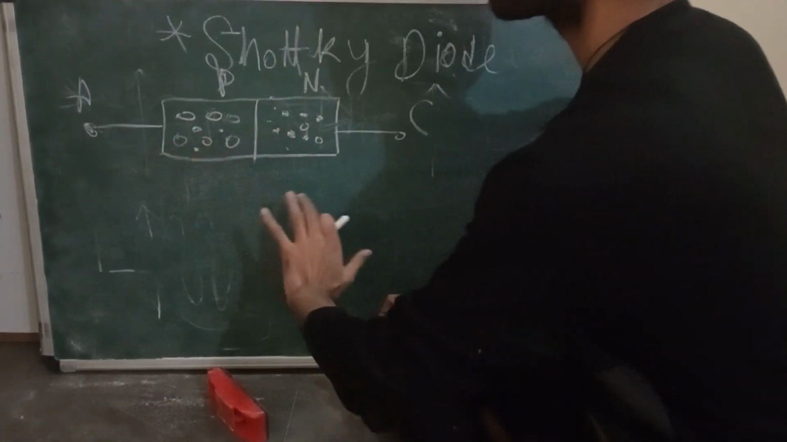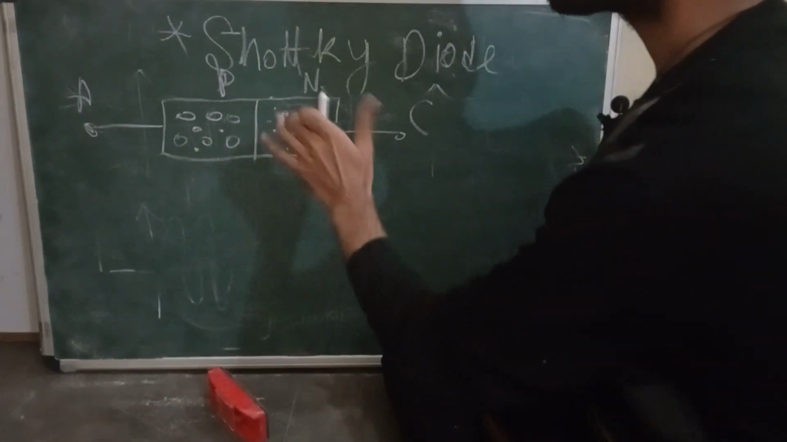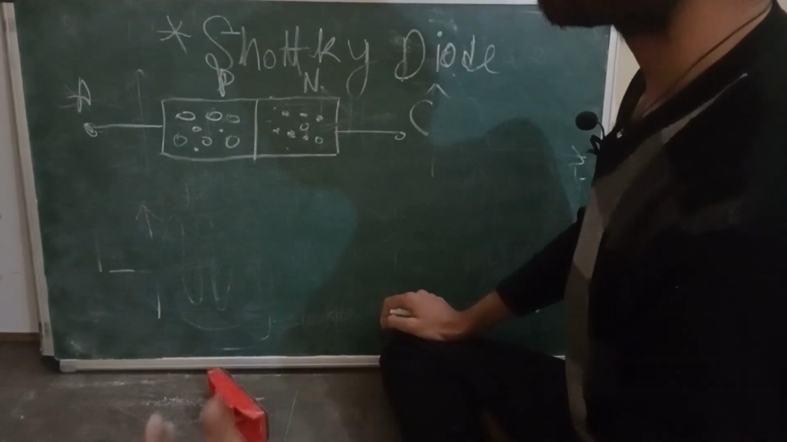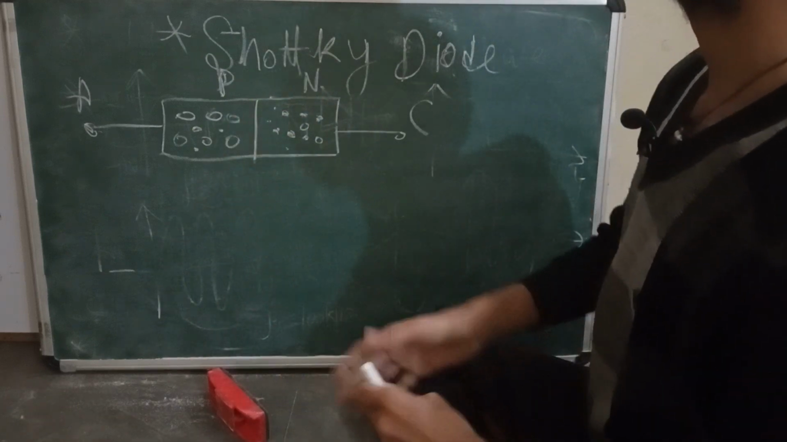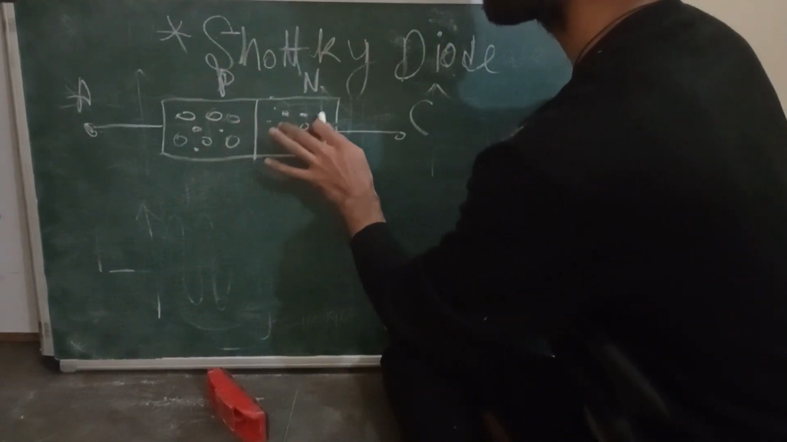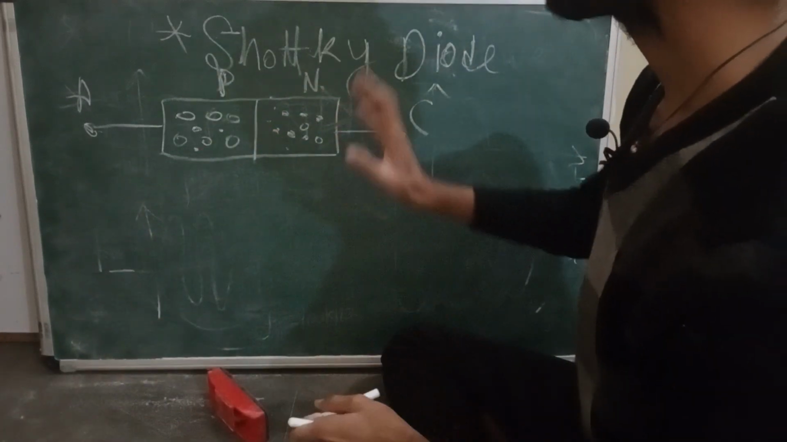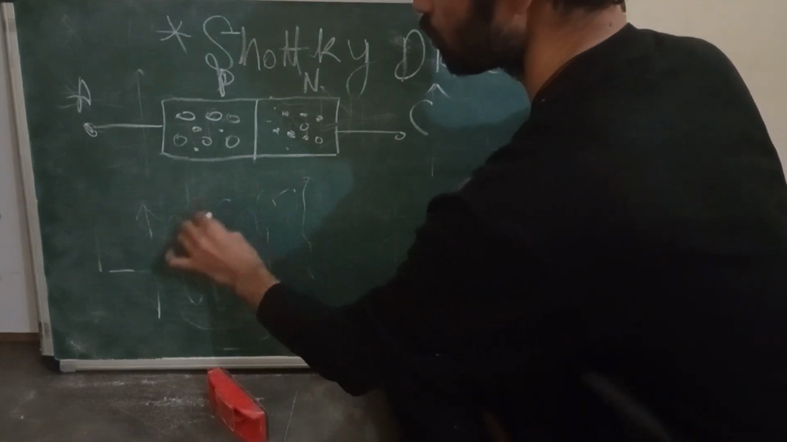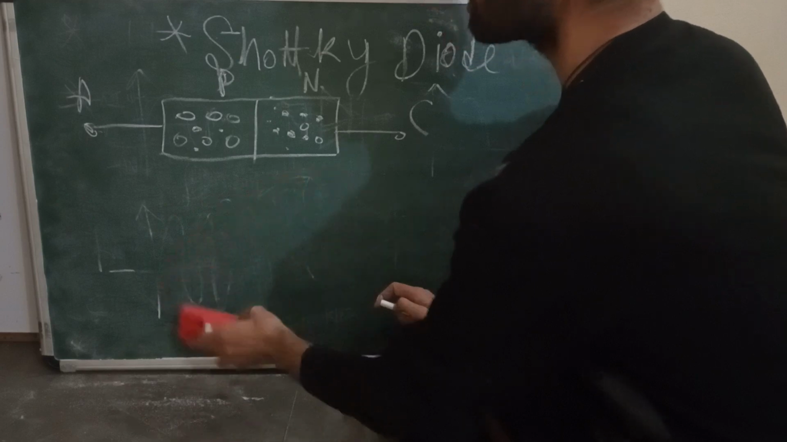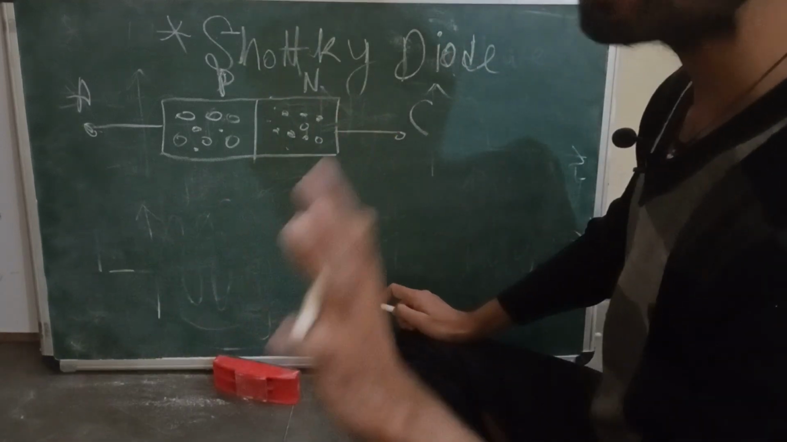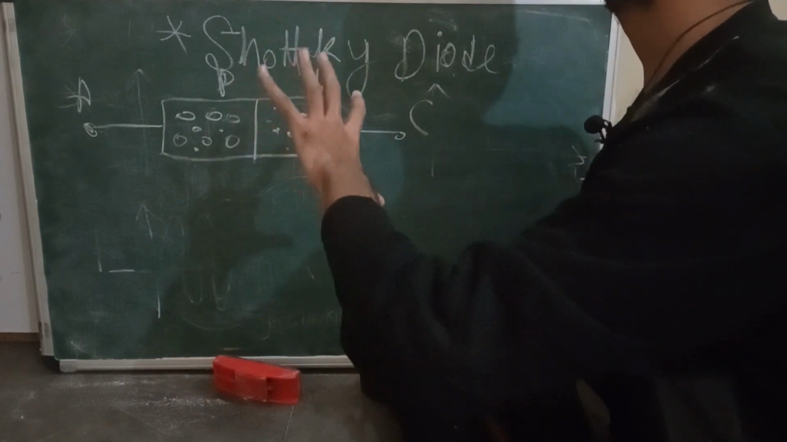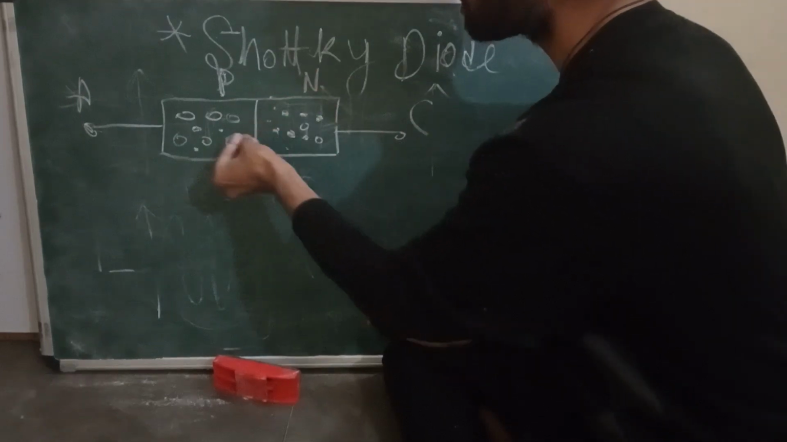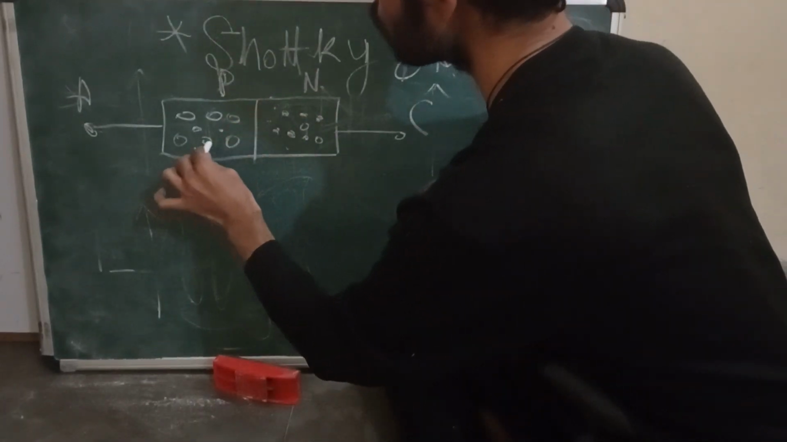So when the device is unbiased, there is some processing happening within the device, and that is nothing but the diffusion process. Diffusion means a migration of the charge carriers from higher concentration to lower concentration. Wherever there is a difference in concentration, there is definitely diffusion, as you know very well.